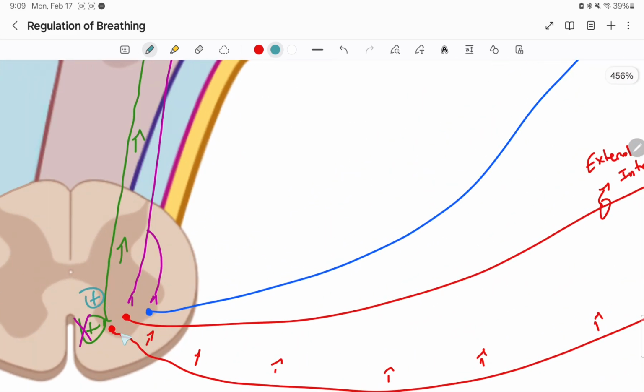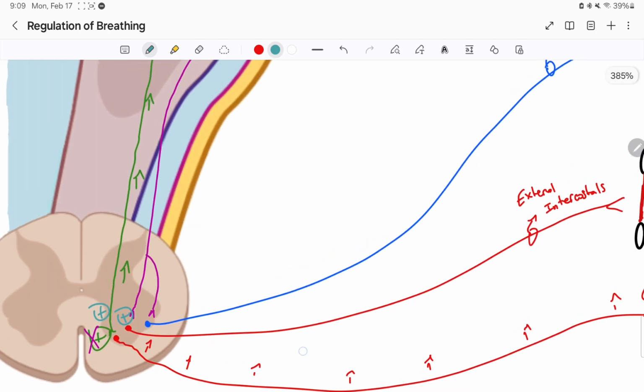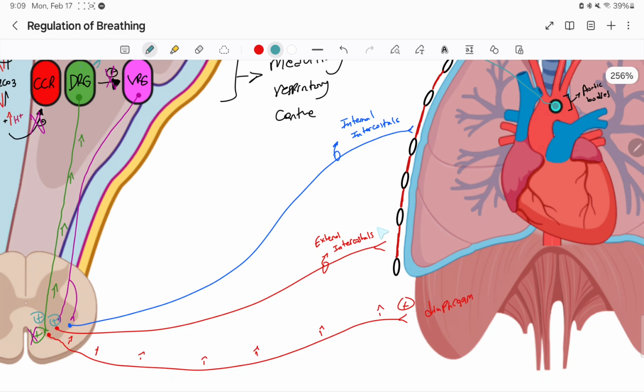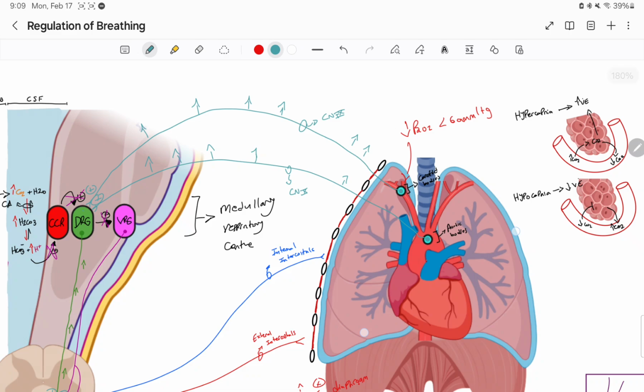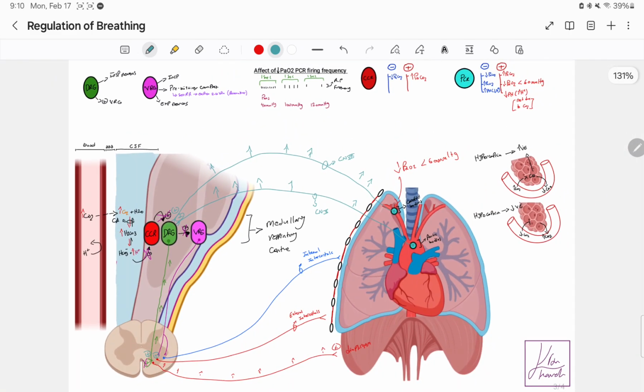And then look what happens. We're going to stimulate the activity of those inspiratory motor neurons, these two, and they're going to increase our ventilation, which will increase the oxygen and alleviate, inhibit, this initial stimulus. That's what that's doing. Now, let's say I am increasing my partial pressure of oxygen to around that 120.